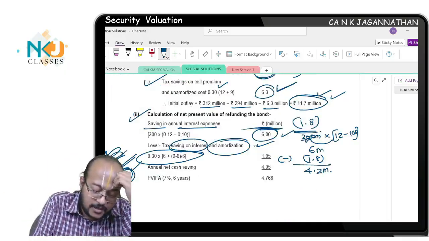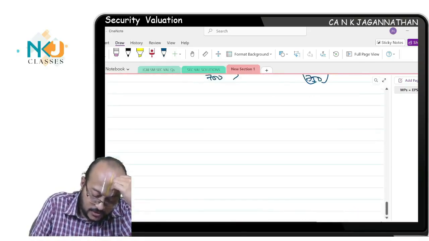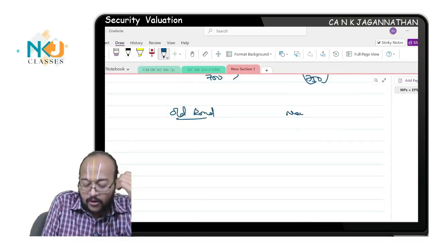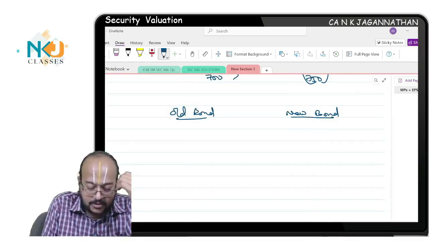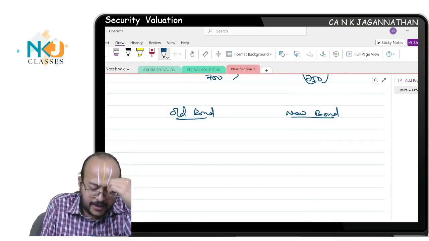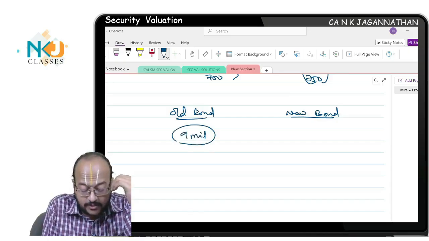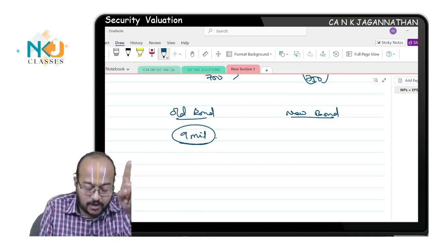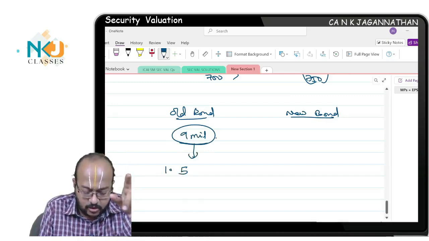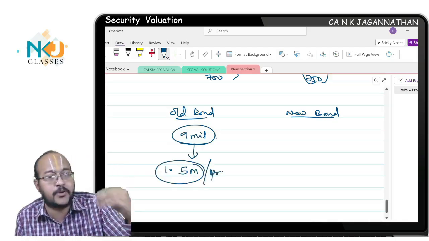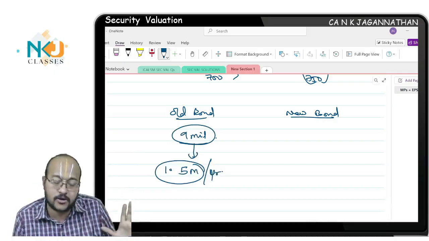Very simple part. This is the old bond, and this is the new bond. The unamortized portion of the old bond was 9 million expense, correct? Agreed? 9 million over 6 years. If you amortize, you will amortize 1.5 million per year, 1.5 million every year in the P&L. You will debit 1.5. Are you understanding?